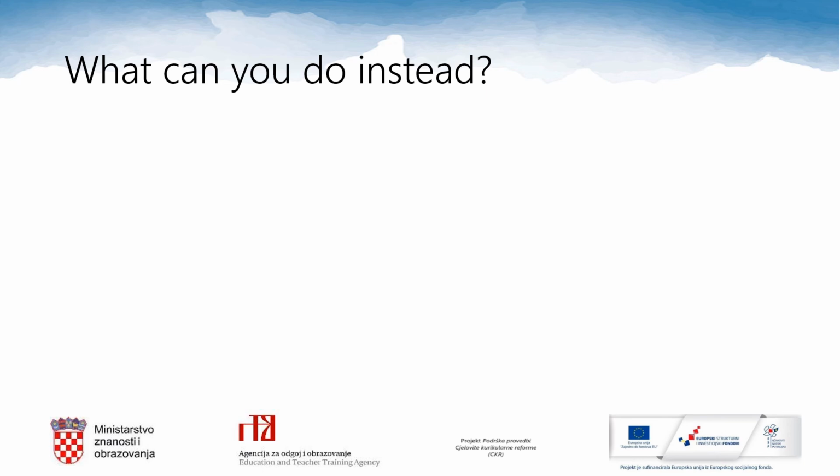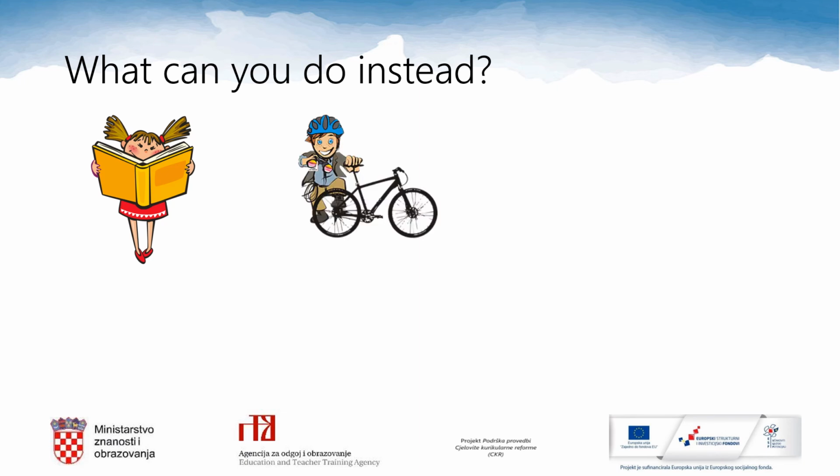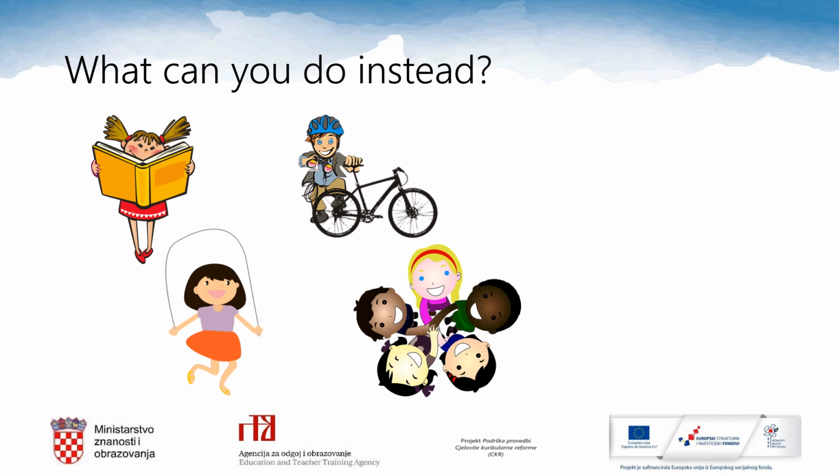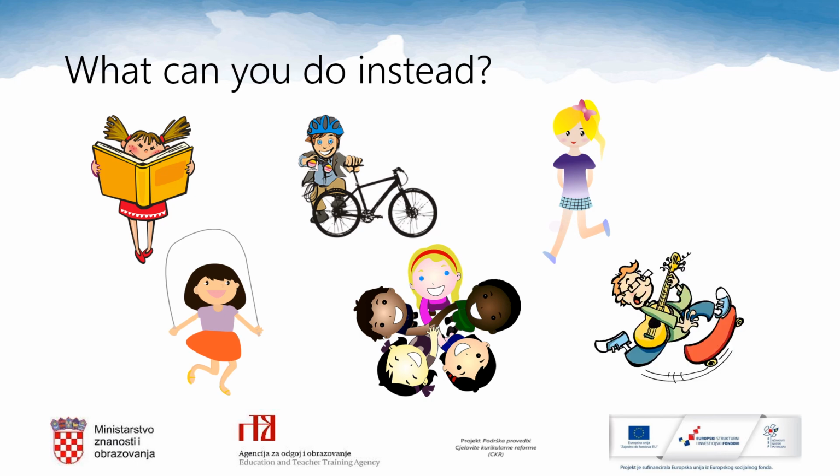We have talked about the influence of too much screen time before bed and the influence of too much screen time in general. But what can we do instead of being in front of the screen? Can you give me some ideas? You can read a book. You can go on a bike ride. You can do some other exercise. You can hang out with your friends. You can go for a walk. Or you can take up some other hobbies.